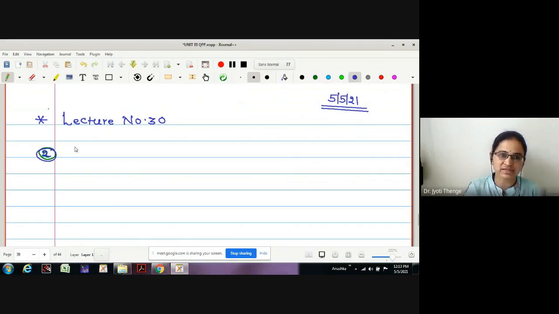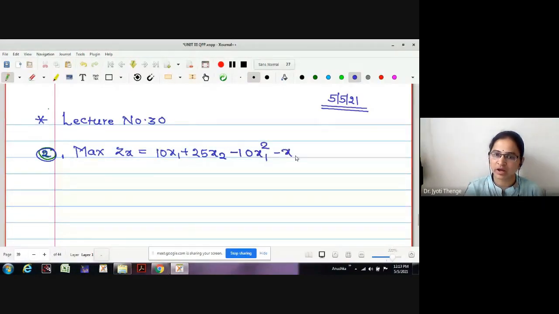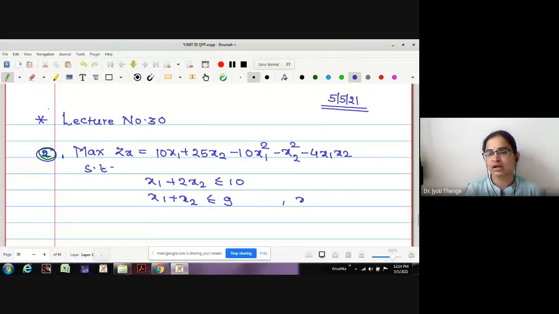Okay, if we write the example, maximize z of x equal to 10x1 plus 25x2 minus 10x1 square minus x2 square minus 4x1 x2, subject to the constraints x1 plus 2x2 less than or equal to 10, x1 plus x2 less than or equal to 9. Both the variables x1, x2 are non-negative.